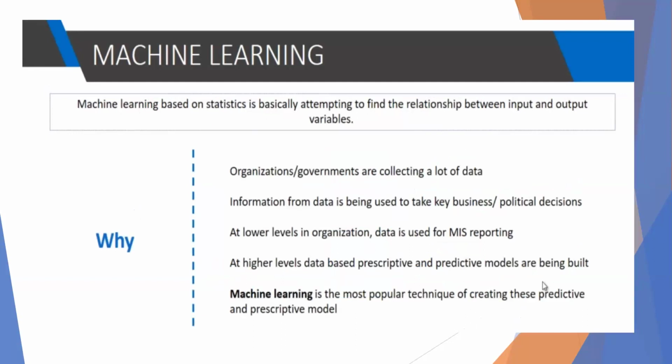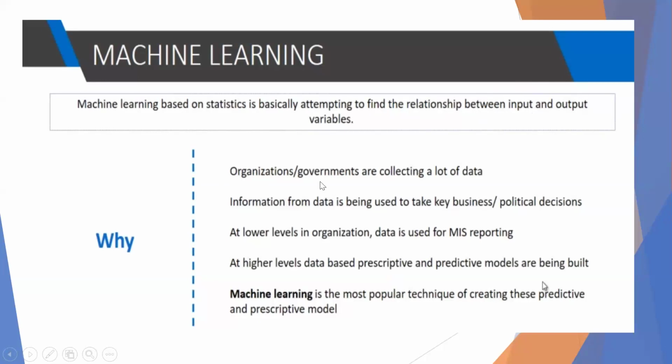Before doing this, we will understand why we need this, and why machine learning is important today. Machine learning is based on statistics, basically attempting to find the relation between input and output variables. For example, input is the data that was generated in the past, and output is what is required for the future. So we are developing some kind of prediction based on past data for the future.